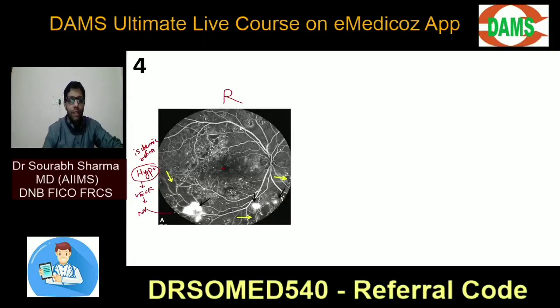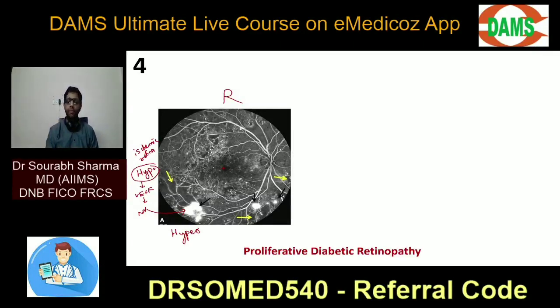And new vessels, what are these black arrows? These new vessels are leaking the dye. They are hyperfluorescence. So what is this picture? This is an advanced proliferative diabetic retinopathy. Ischemic retina produces VEGF. VEGF produces new vessels which leak the dye because it is above the retina. It leaks the blood, leaks the dye, and that is proliferative diabetic retinopathy.